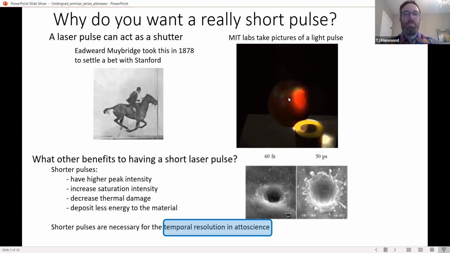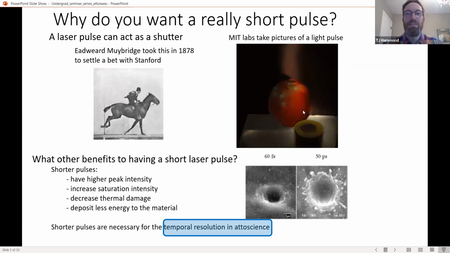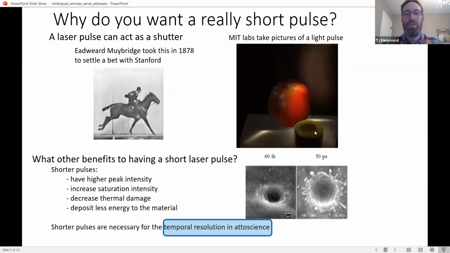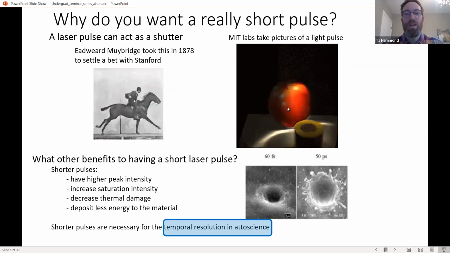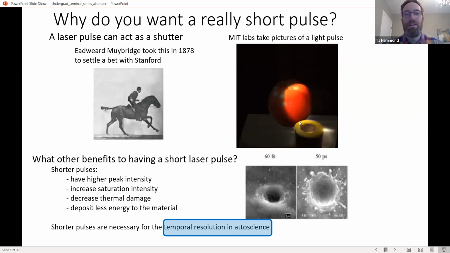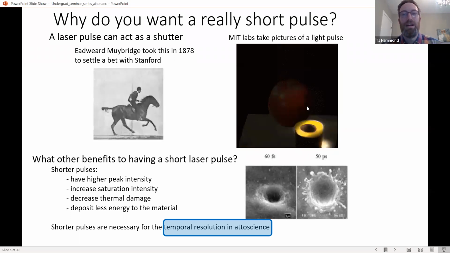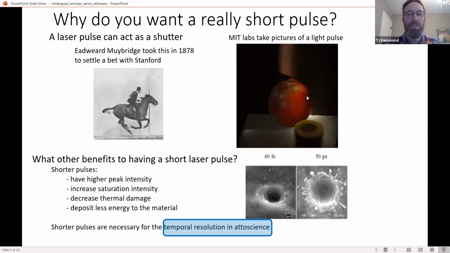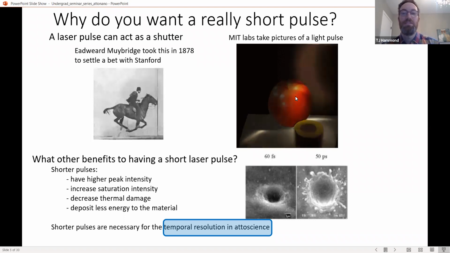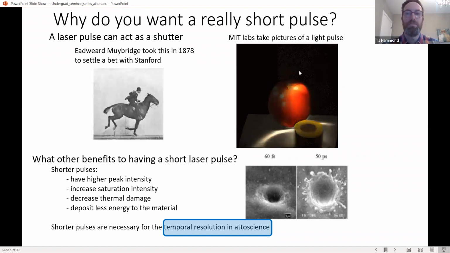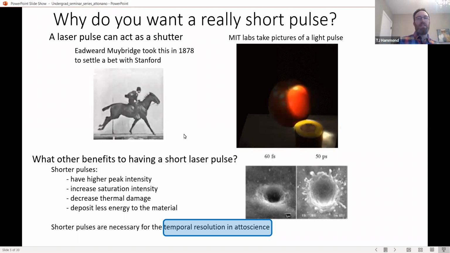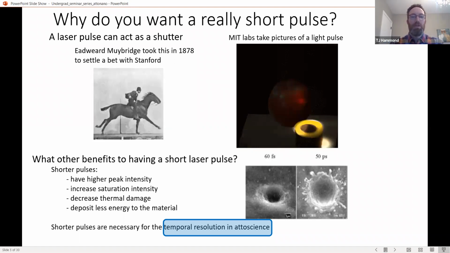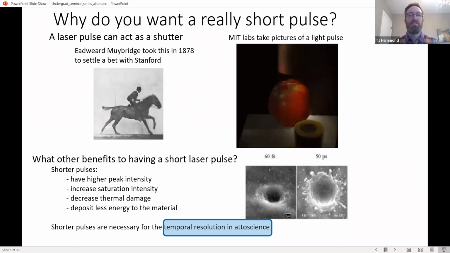Now, MIT, about 130 years later, can now actually have a shutter that's so fast that you can actually see a light pulse. And this is a real object. This is some cylinder and an apple, and it's actually a light pulse that's propagating through this lab, and the shutter is so fast they can actually see a light pulse propagating through and bouncing off of this material. So that's the idea of why we want to have a short laser pulse, is that a laser pulse can act as a shutter.